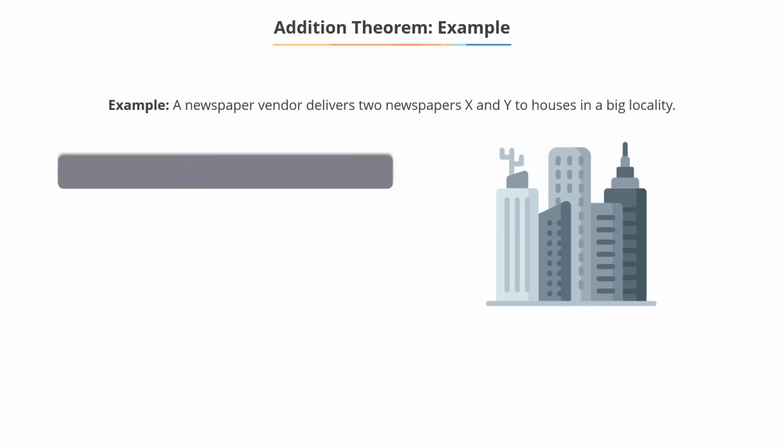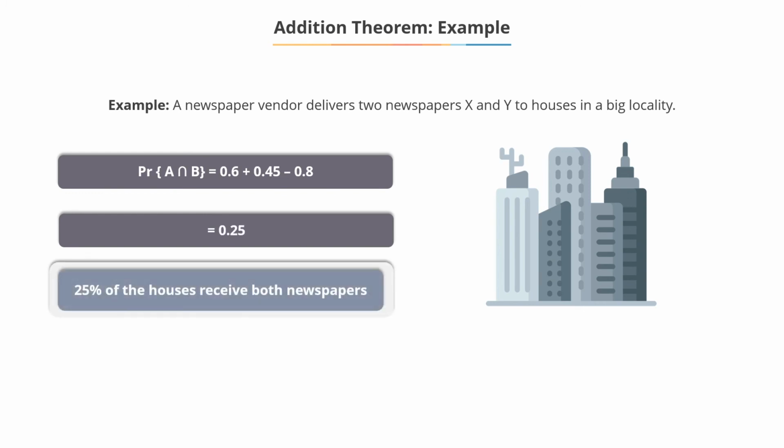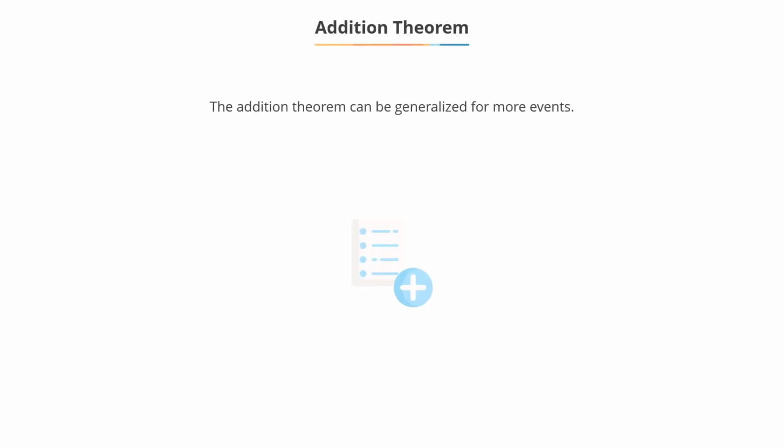B, which is equal to 0.6 plus 0.45 minus 0.8 is equal to 0.25. Thus 25% of the houses receive both newspapers. The addition theorem can be generalized for more events.